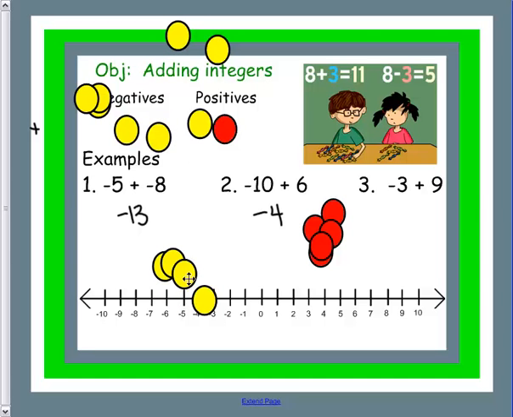I'm going to move these up. Okay, if I'm at -10 and I want to add 6 to it, we know addition would be going this way.